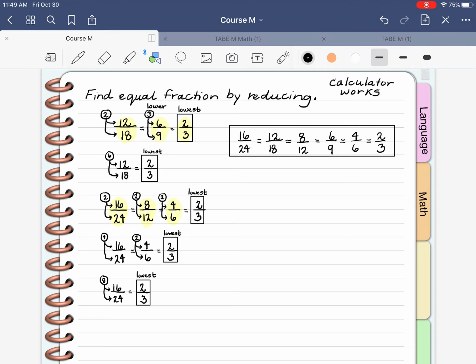But they all equal the same amount. It's just that the 2/3 is the lowest terms for any one of them. That could not have worked out any better if I had planned it, and I did not plan it. It's just happenstance that they all equal 2/3.